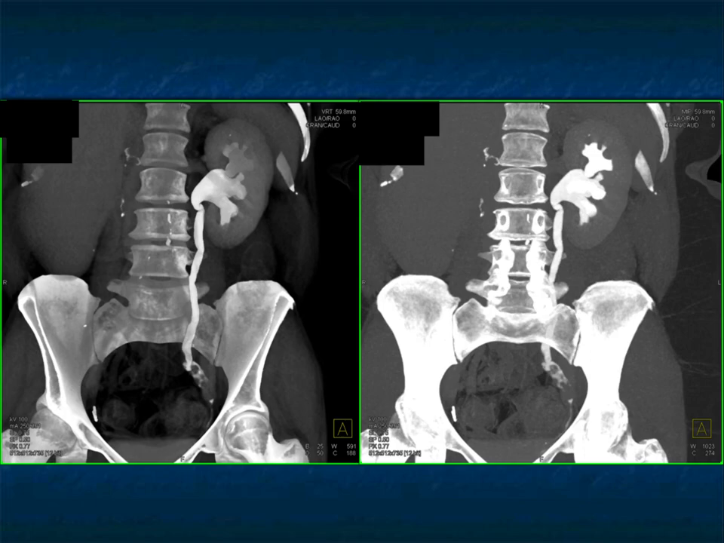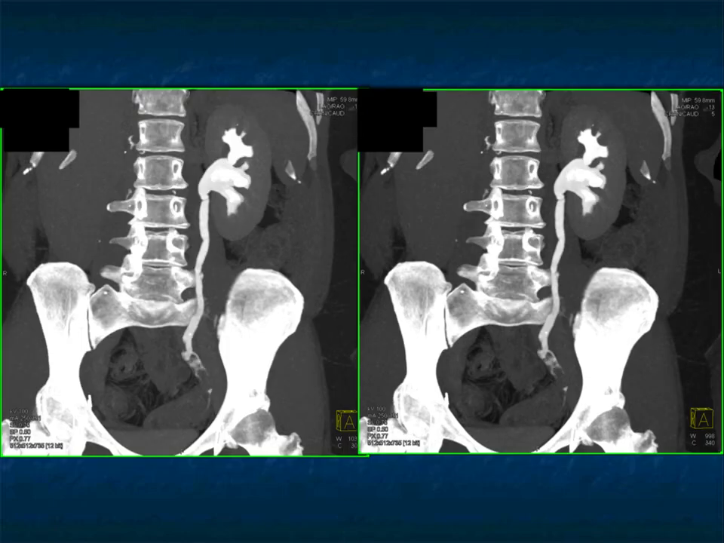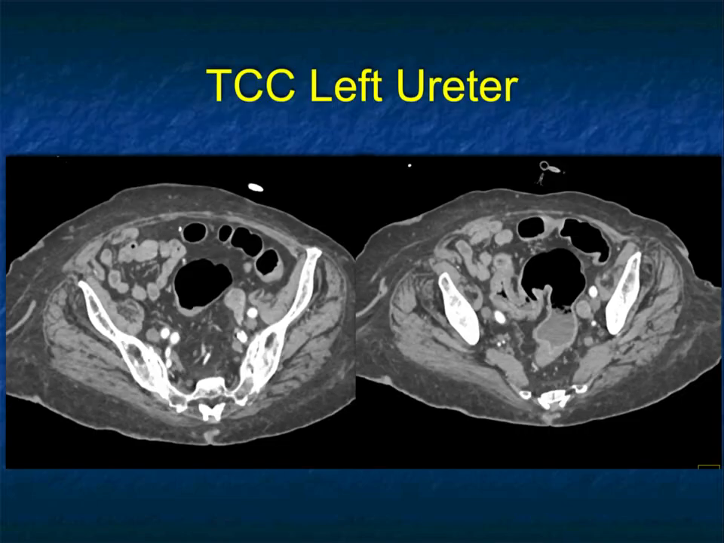Sometimes in the scenario, delayed scans are helpful. You also can see the patient had a right nephrectomy, and this is a patient who developed a TCC in the contralateral ureter. Again, very, very nice examples showing this. Very, very nice. Here's another example.